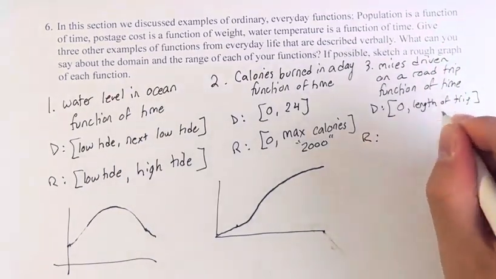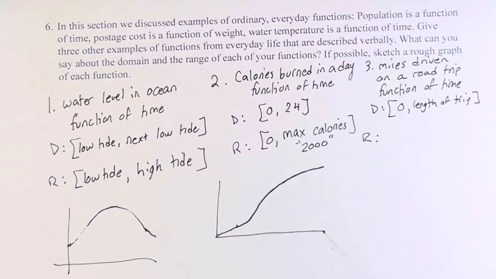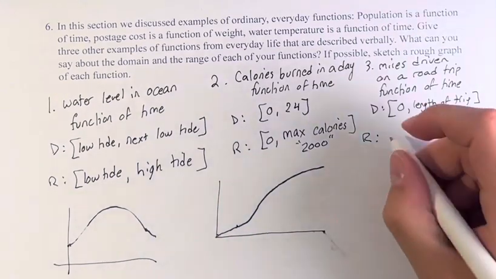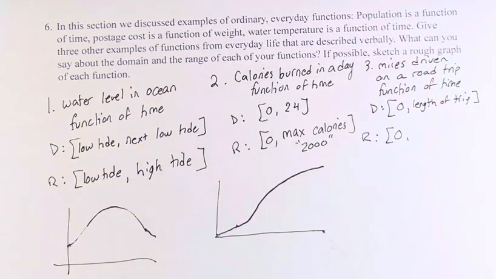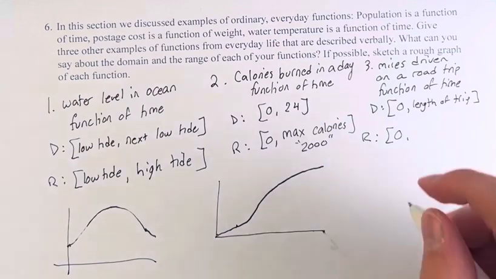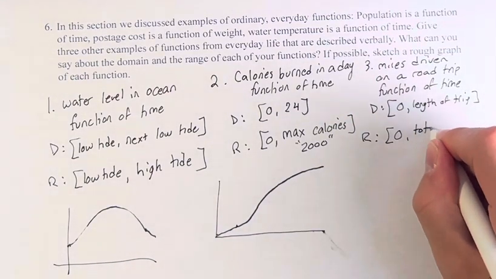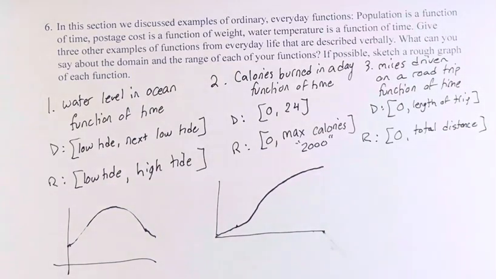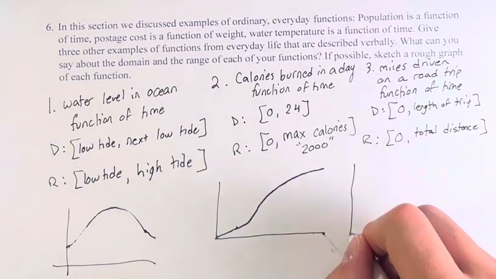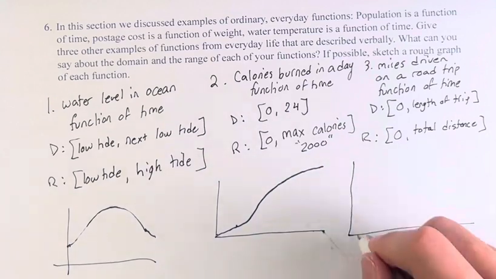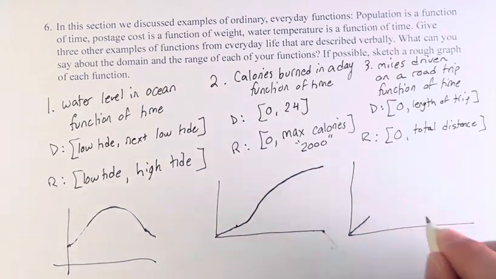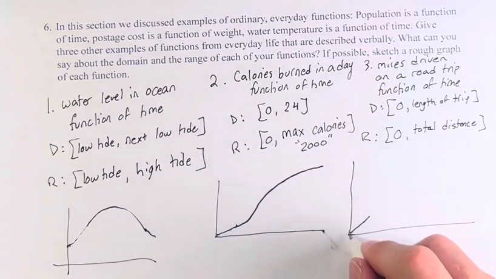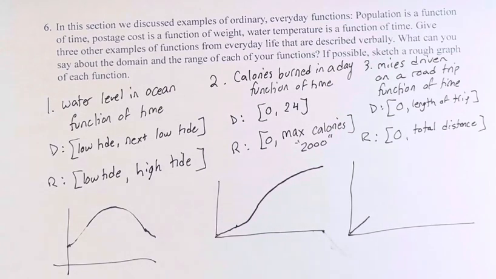The range is the actual miles that we could have at any given point, which again is going to start at 0 whenever we begin the trip, to the total distance traveled. Okay, and that would look something like this. We start going at a certain speed. Maybe there's a little variation in there, but we can't exactly see it.